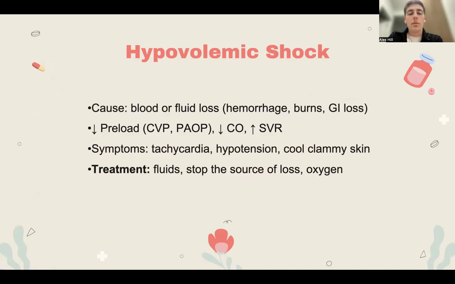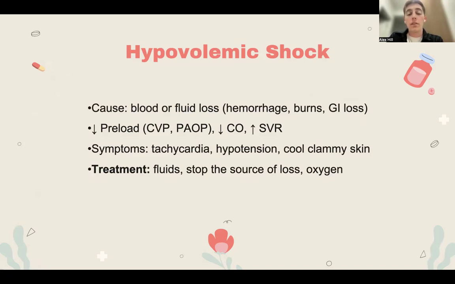I'm not going to get into the weeds with that. But just know that all of these things are talking about absolute hypovolemic shock. So you have a decreased preload because you have less fluid, decreased cardiac output because you have less fluid to pump out, and you'll have an increased systemic vascular resistance due to vasoconstriction. That's a compensatory mechanism. Symptoms, you're going to be tachycardic, hypotension, cool clammy skin. Hopefully that all makes sense.